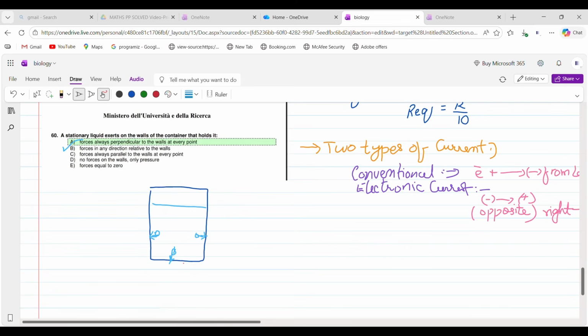Is force in any direction relative to the walls? No, of course not. Is force always parallel to the walls at any point? See, they cannot be parallel. I mean, if it is exerting the force on the bottom surface, it is again perpendicular to the wall of the container. And if it exerts the force on the side wall, it is not parallel to the wall of the container, but it is perpendicular to the wall of the container. So the forces always would be perpendicular to the wall of the container at every point.